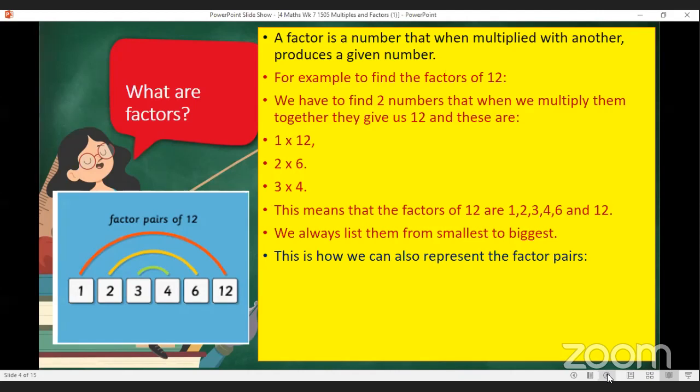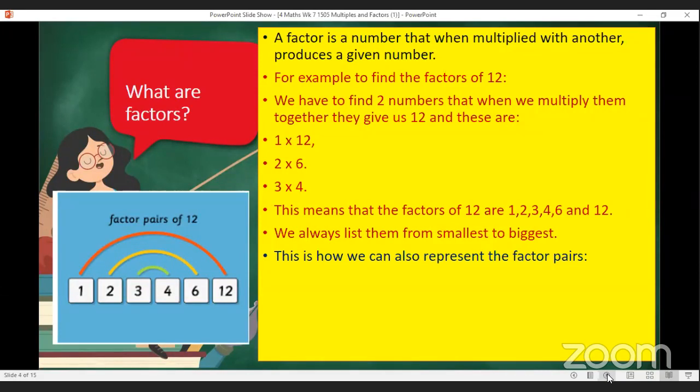So there are many definitions that you might know. I came up with 2 definitions. So the first one, we say that a factor is a number that when multiplied with another, it produces a given number. For example, to find the factors of 12, we have to find 2 numbers that when we multiply them together, they give us 12.